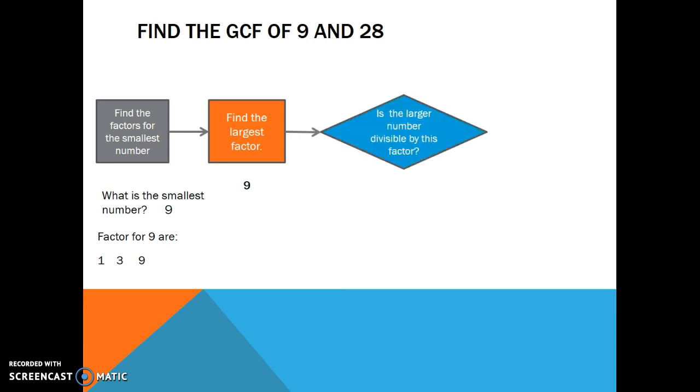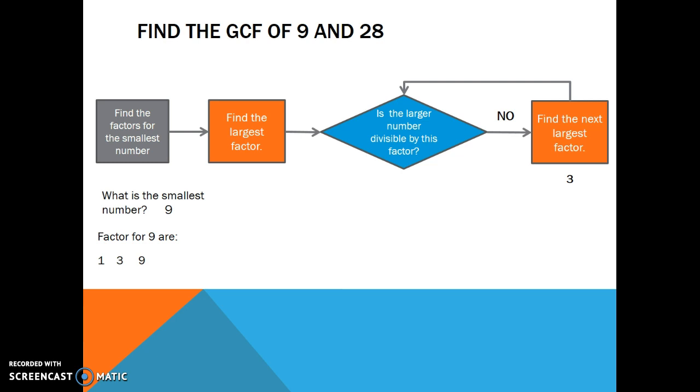Now we're going to ask ourselves, is the larger number divisible by this factor? So, is 28 divisible by 9? No, it's not. So now we're going to go to the next largest factor, which was 3. And we'll ask ourselves, is 28 divisible by 3? And the answer is no.